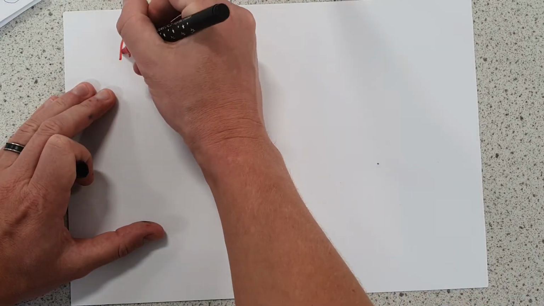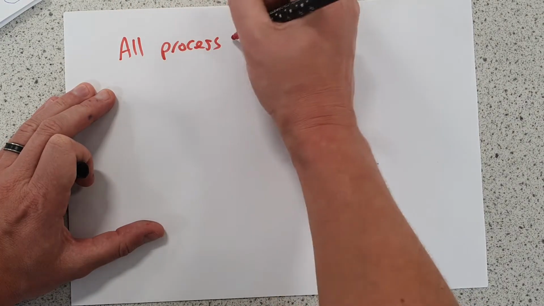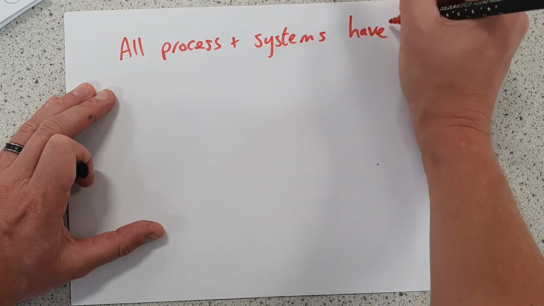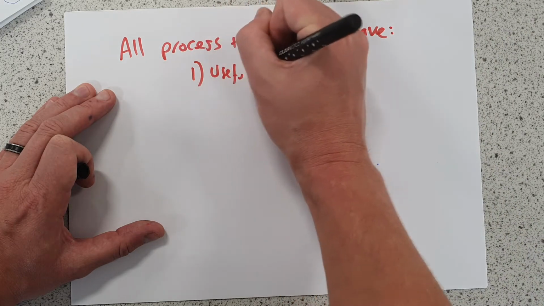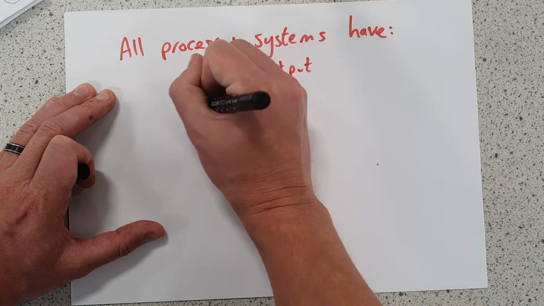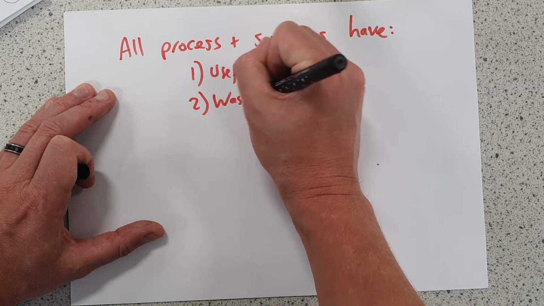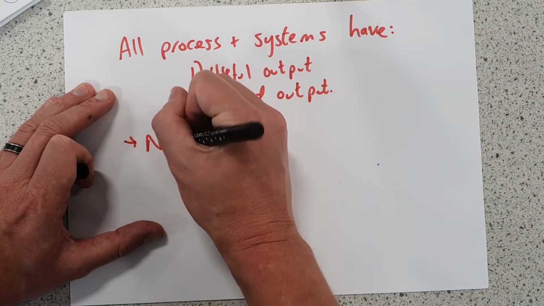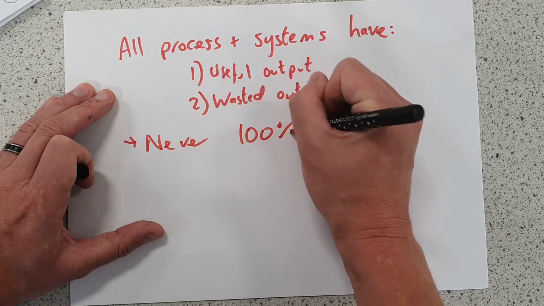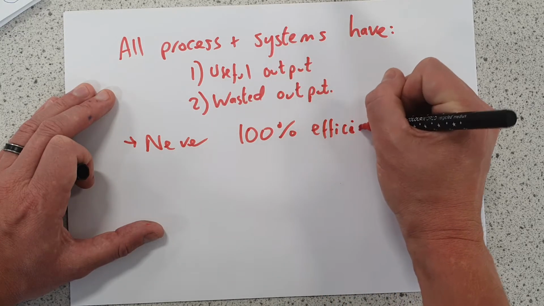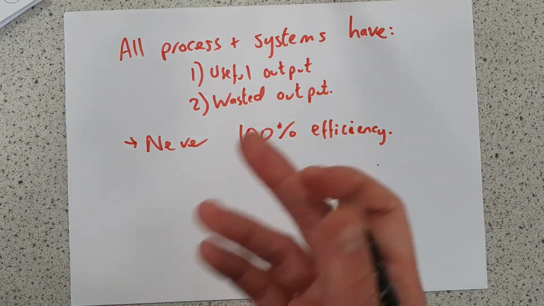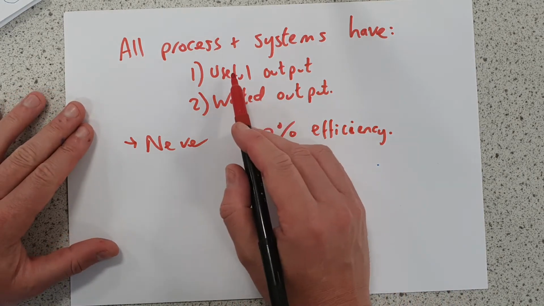Now what we need to be comfortable with is the fact that all processes and systems have useful output and wasted output. And what we should be comfortable with is that we are never ever going to find 100% efficiency. Okay. So what you need to be able to do is look at a system, and identify the useful and the wasted outputs.